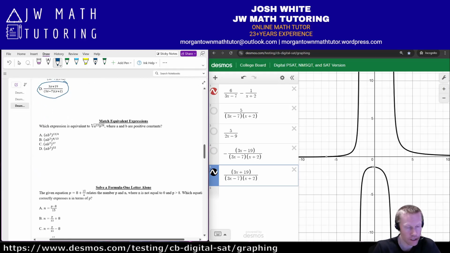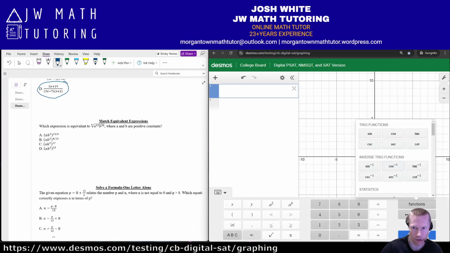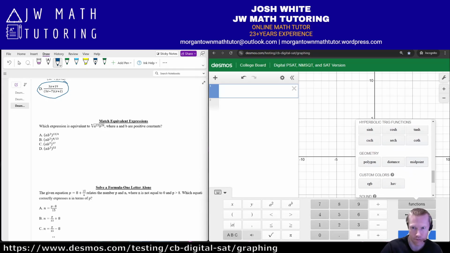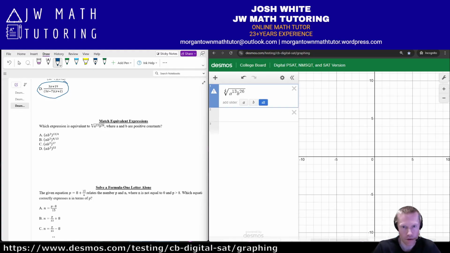All right, let's look now at an example where we have no x or no y. So we just have other letters, in this case A and B. We want to know which of these expressions is equivalent to this fourth root of a to the 13th, b to the 26th. All right, so a couple things. First of all, if you actually want to enter it in with the fourth root, you have to go to functions down here. This is covered again in one of my earlier videos. But you could also just do the expression to the 1/4 power as well, like that, because that's equivalent to it. All right, so I have the original expression typed in.